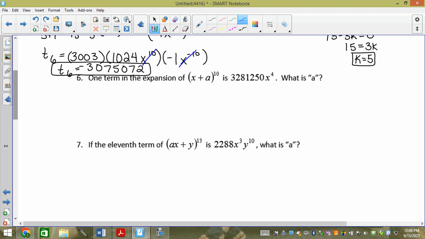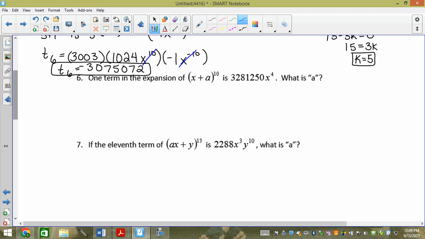Or they could ask you for a term that contains y5. Or they can give you these weird ones where they give you like x and then 1 over x, or y and then 1 over y squared, or something like that. And they ask you for the constant, which is x to the 0, or they ask you for the term with x to the 11, or y to the 5. The last thing they can do is they can actually give us the term.